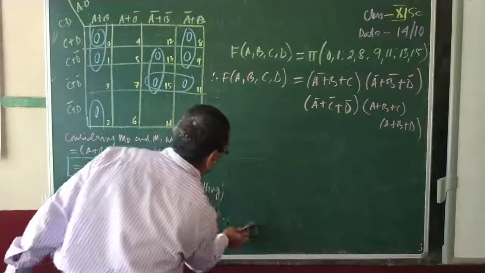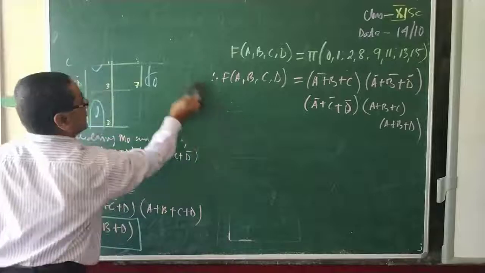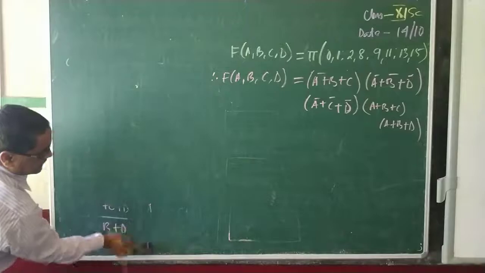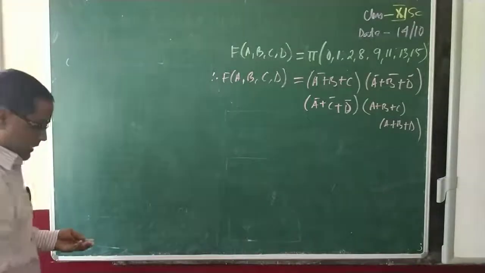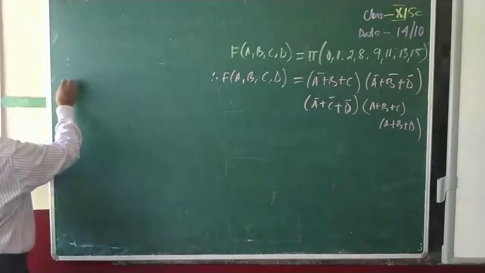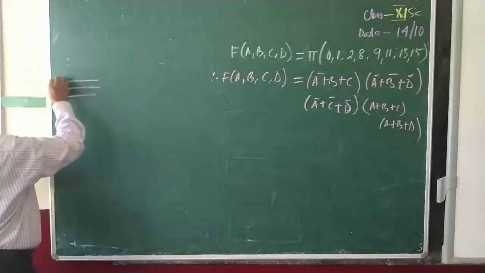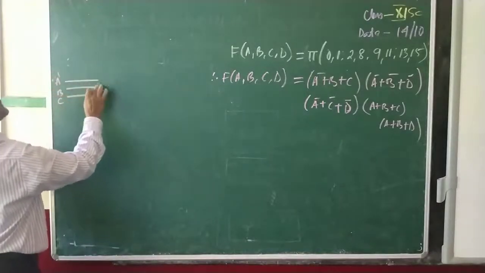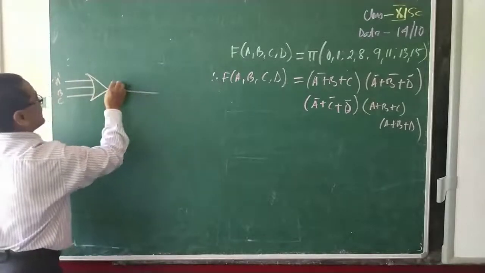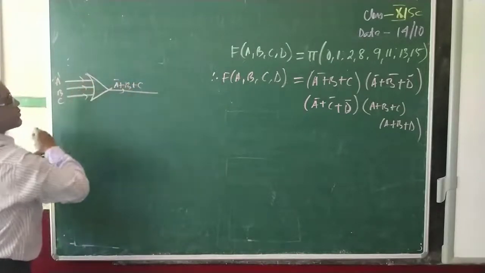Now we have to draw the logical diagram. I am rubbing it off here. Now we will be drawing the diagram, a little bit bigger in size. Now you see here the diagram. First, there are 3 inputs: A complement, B, and C. This is OR, it is plus. So here it is an OR gate. You write A complement plus B plus C here. This arrow you must not forget.